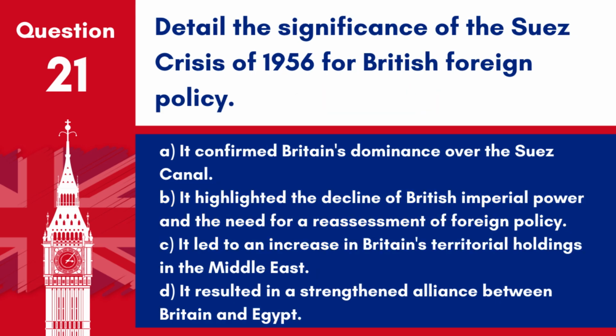Question 21. Detail the significance of the Suez Crisis of 1956 for British foreign policy. A. It confirmed Britain's dominance over the Suez Canal. B. It highlighted the decline of British imperial power and the need for a reassessment of foreign policy. C. It led to an increase in Britain's territorial holdings in the Middle East. D. It resulted in a strengthened alliance between Britain and Egypt.